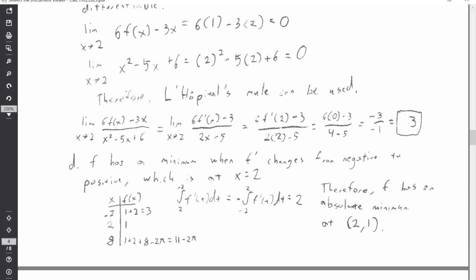F of 8 is 1 plus 2 plus 8 minus 2 pi. So that's 1 where we start, plus 2, which is the triangle, plus 8 minus 2 pi, which is that semicircle thing, the outside the semicircle part. So that compiles up all the area between 2 and 8, plus the fact that we started at 1.